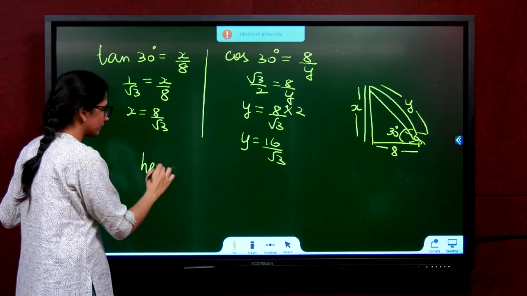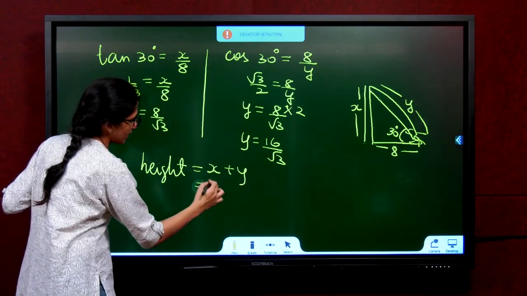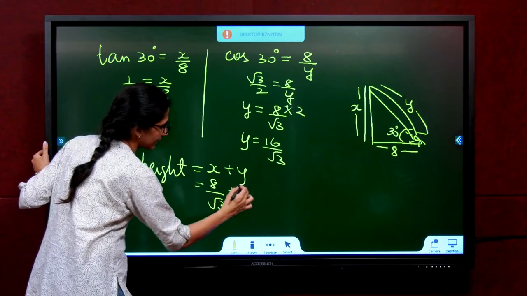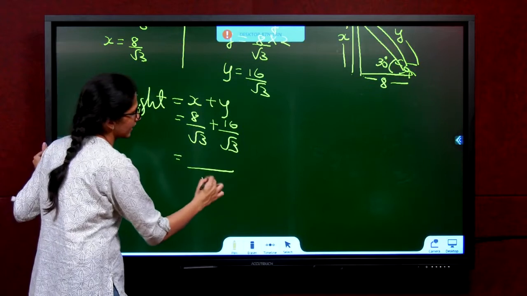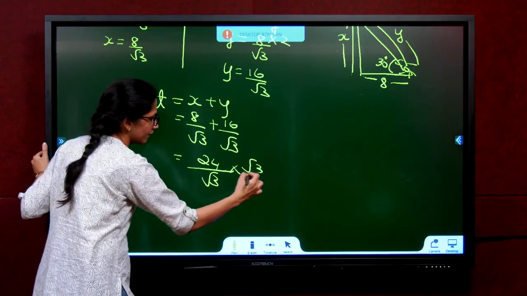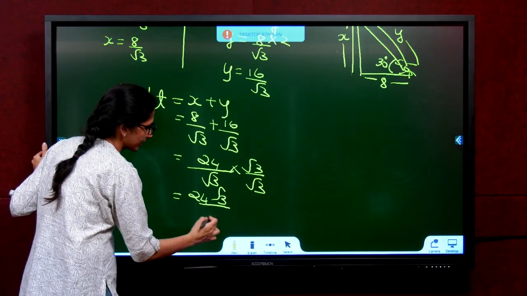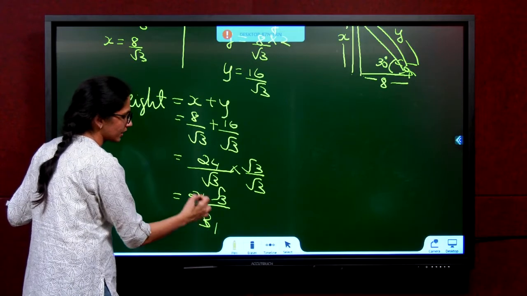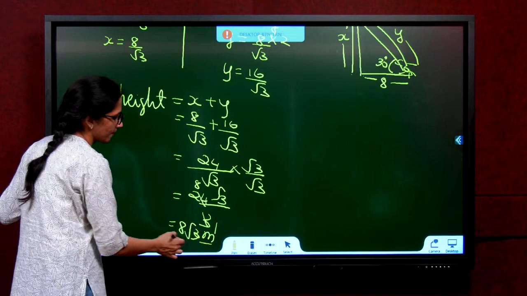Height of the tree is x plus y. 8 by root 3 plus 16 by root 3. LCM is already root 3, leave it as it is. 8 plus 16, 24. Multiply and divide with root 3. 24 root 3 by 3. Root 3 into root 3. 3 ones are 3, 3 eights are 24. Answer is 8 root 3 meters.